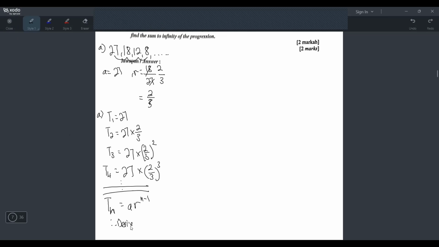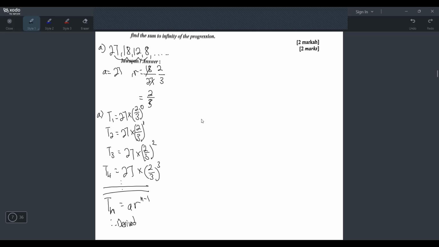Okay, let me add a little more. So this one is 27 times 2 over 3, but actually it's 2 over 3 power 1. Usually we don't write the power 1, but it's actually power 1. Then what about this T1? This one also has times 2 over 3, but it's actually 2 over 3 power 0. What is 2 over 3 power 0? Remember, anything power 0 is 1.